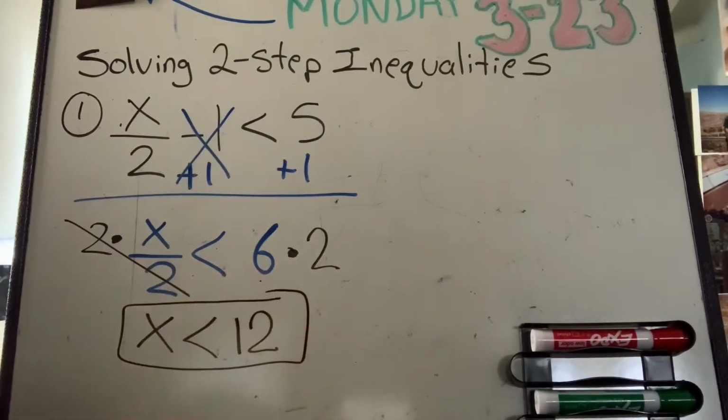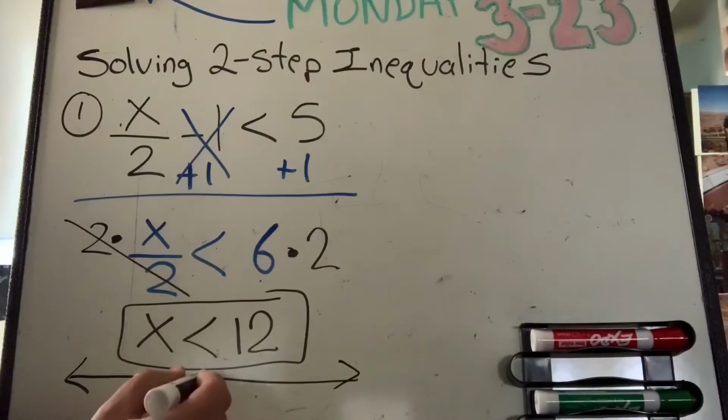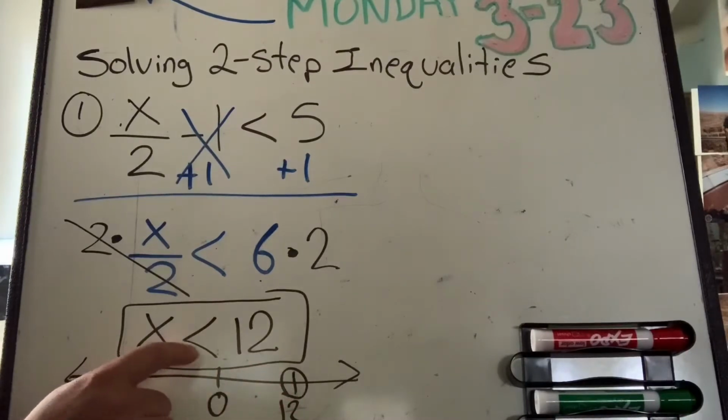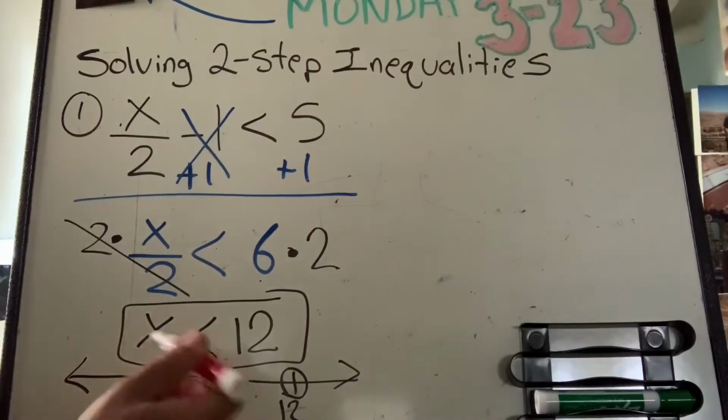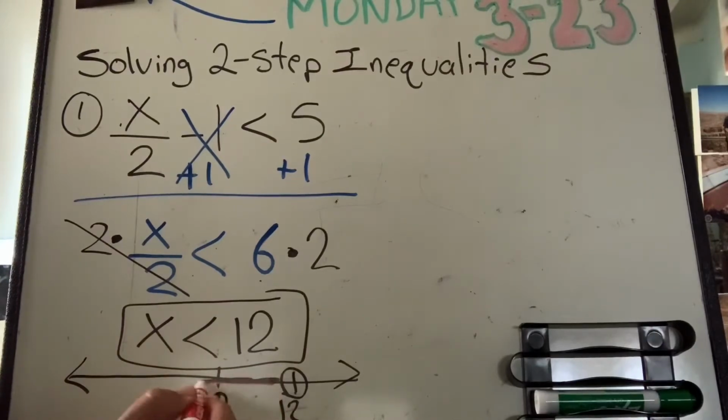And then you're going to graph it on a number line. So remember how to do that still. So you draw a number line. Here's 0. Here's 12. So you make the circle. And then you don't color in the 12 because it's not an answer. But everything less than 12 is an answer. So you're going to shade it this way. See, the sign is even pointing this way. So you shade this way. Okay? All right, now that's an easy one.